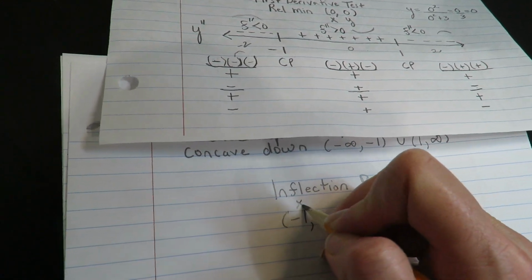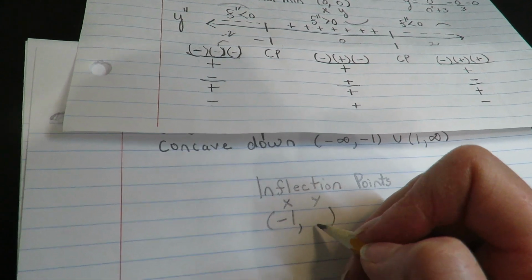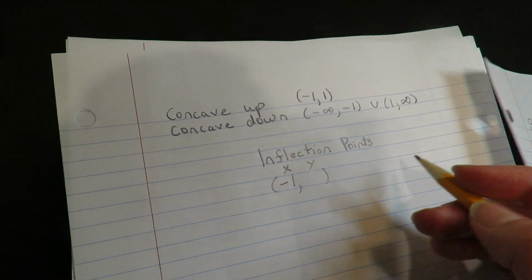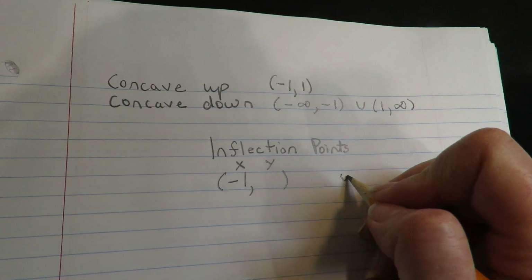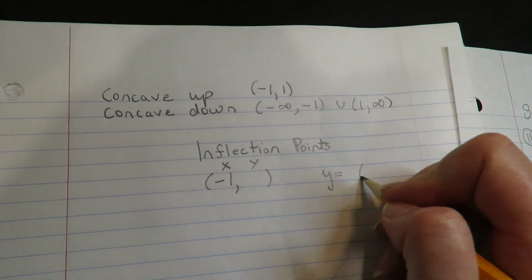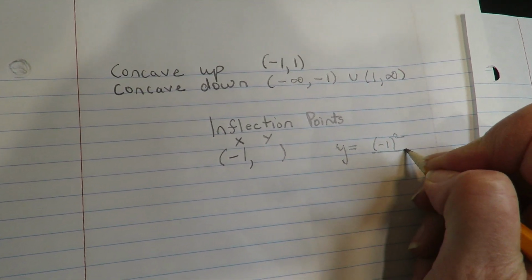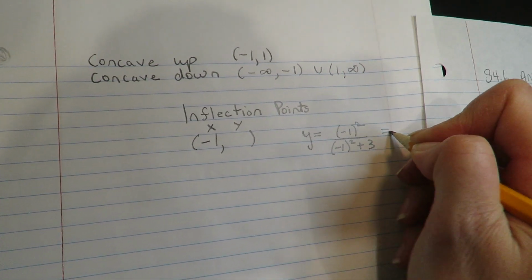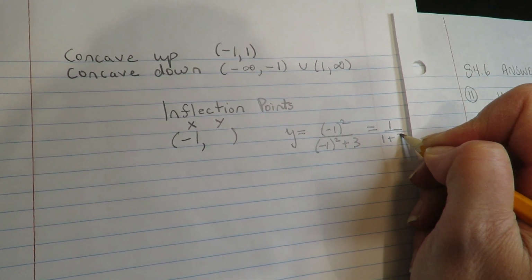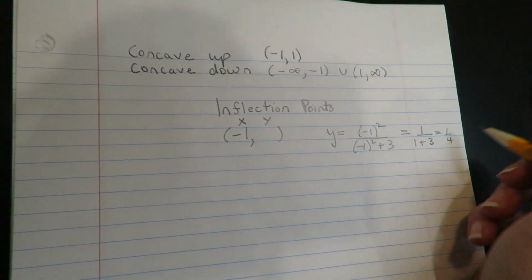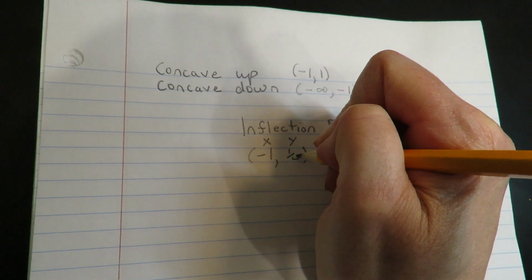You have to then go back to the original function, what you started with, and solve that. So let me just plug that in there. So y equals, I'm putting in a -1 here, -1 squared over -1 squared plus 3, which is 1 over 1 plus 3, which is 1/4. Okay, so this is 1/4.